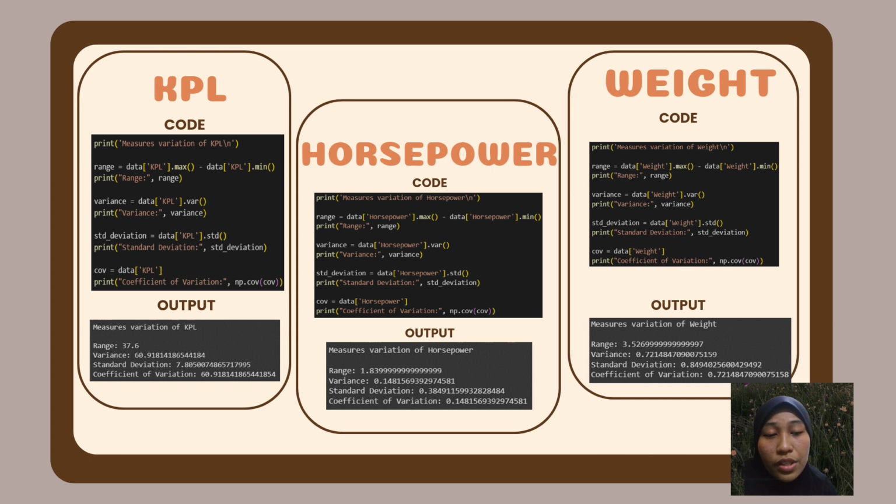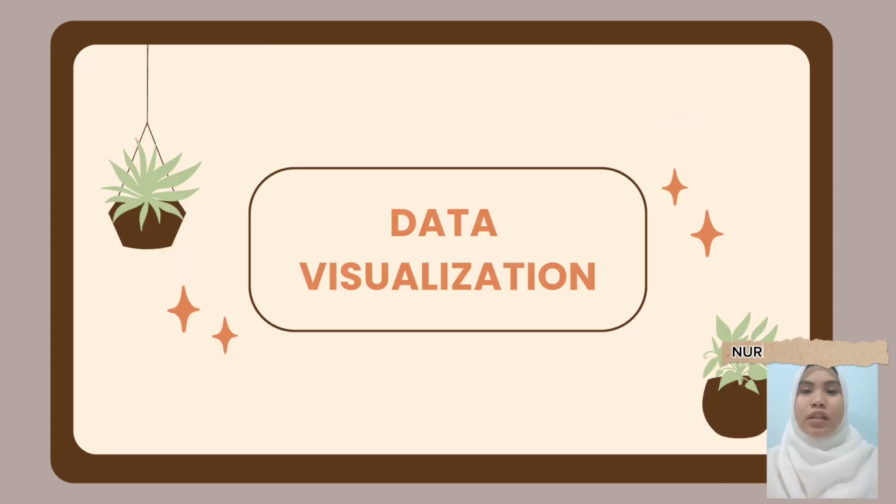Last, measure variation of weight. This is the code to find variation and the output will show range, variance, standard deviation, and COV of weight.